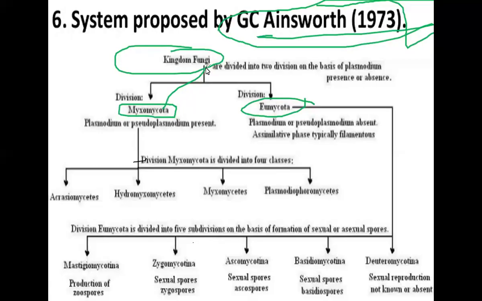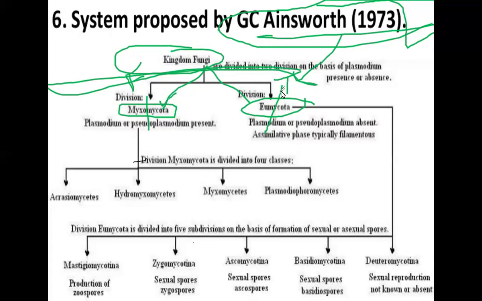Fungi are divided into two groups. What are those two groups? As per Ainsworth classification, fungi are divided into two groups. Myxomycota and Eumycota. Myxo means false, false fungi, and Eu means true, true fungi.